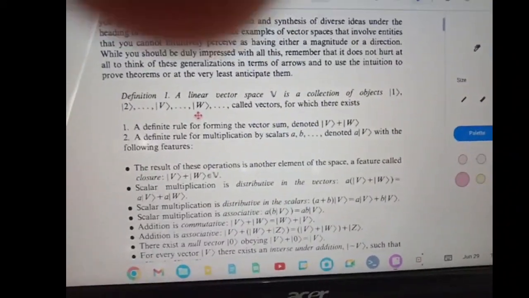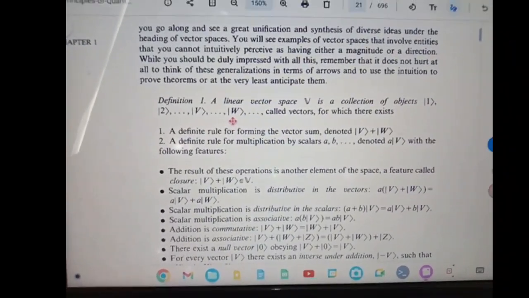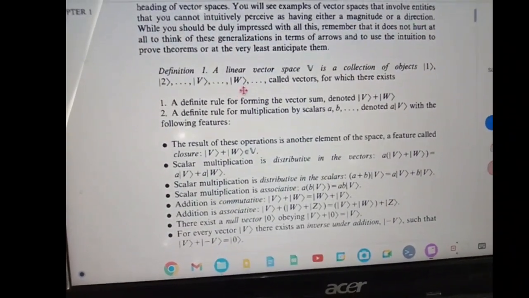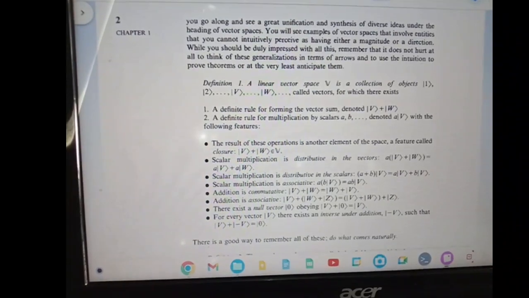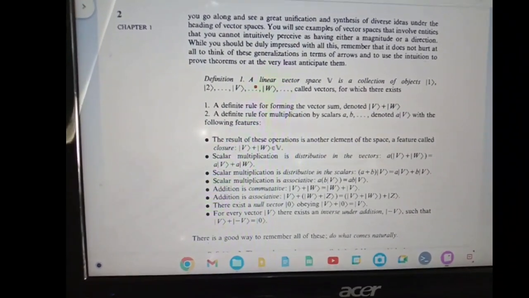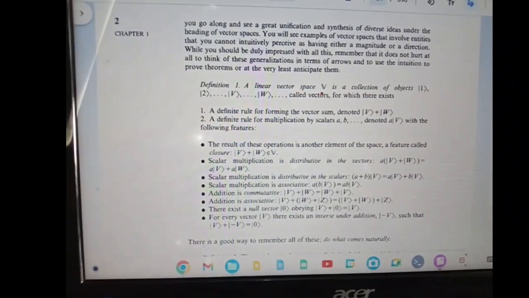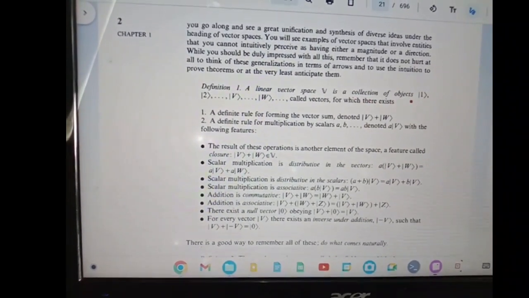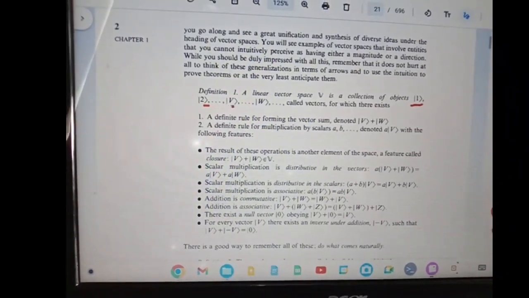Hello everyone. In this tutorial I am going to share with you some properties of a linear vector space. So here I am going to discuss with you some properties of a linear vector space. A linear vector space, denoted by V, is a collection of objects: object 1, object 2, and so on.